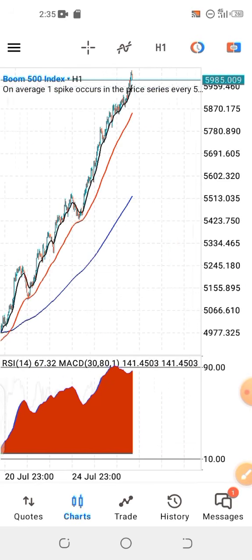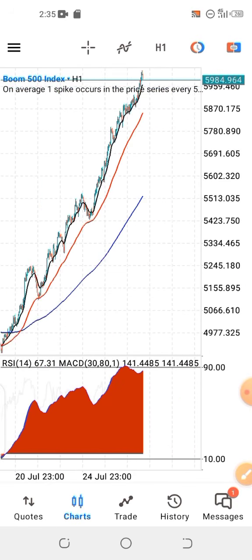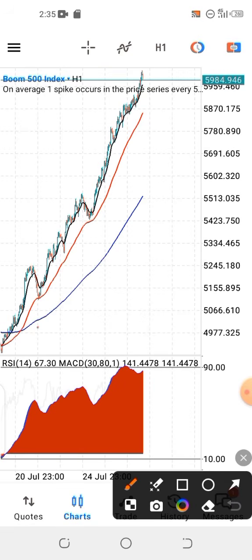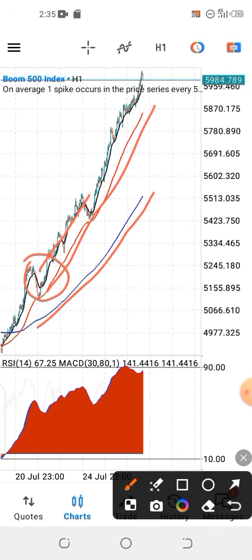Let's check our 1 hour time frame. Okay, guys, you see it. Are you seeing the 1 hour time frame? You see the moving average. The blue is below, while the black and red is above, and they are all moving up. While in your 1 minute frame, it is still the same thing.